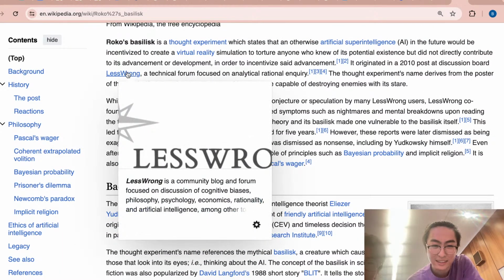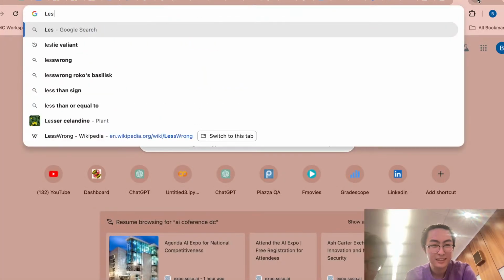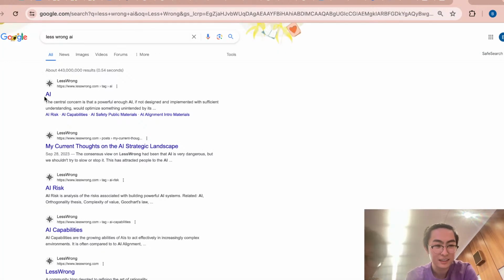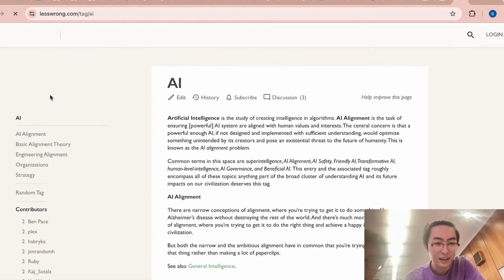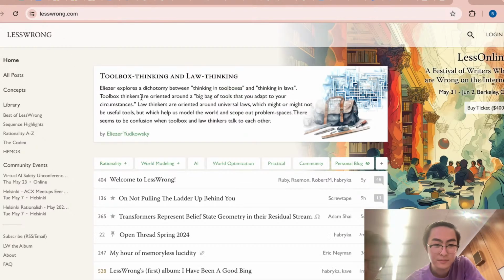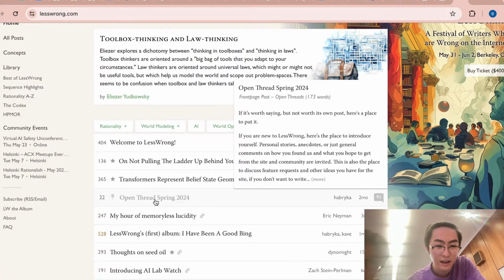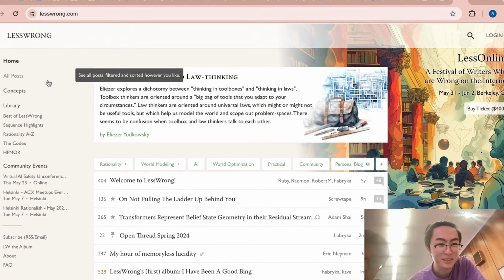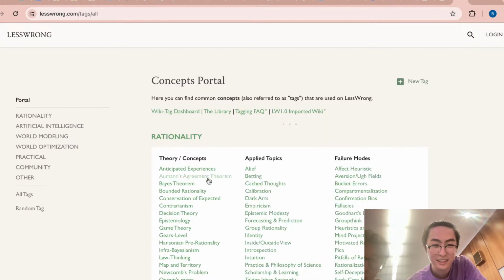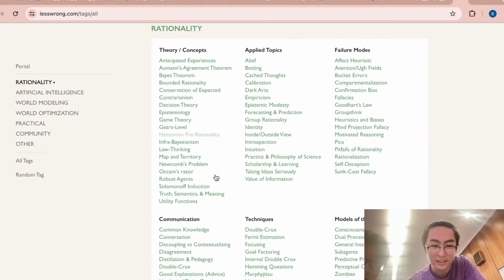What the hell is Pascal's wager? Less Wrong. Community blog and forum. Okay. I don't know what this is. What should I? Concepts? Let's see. Theory. What the hell? What is this? I've never heard of any of these. Hansonian pre-rationality.